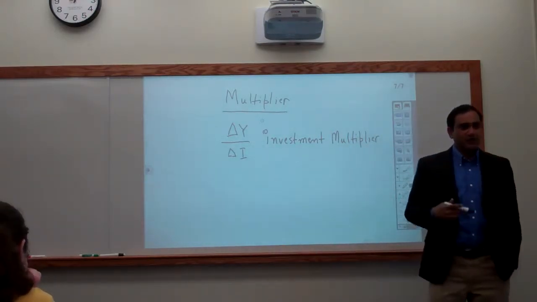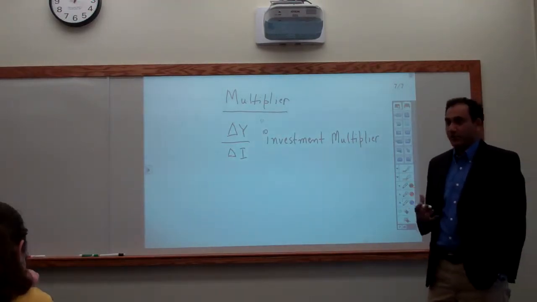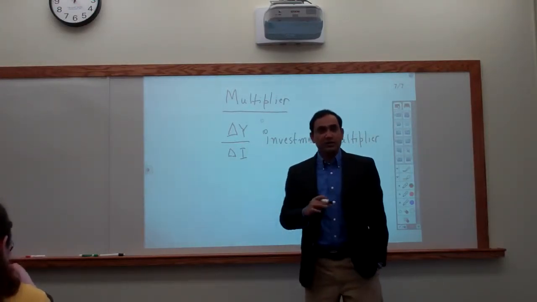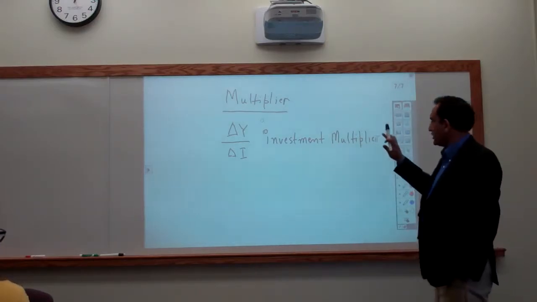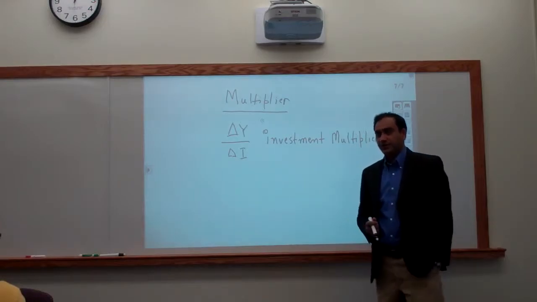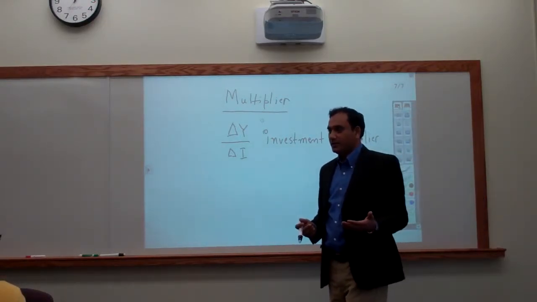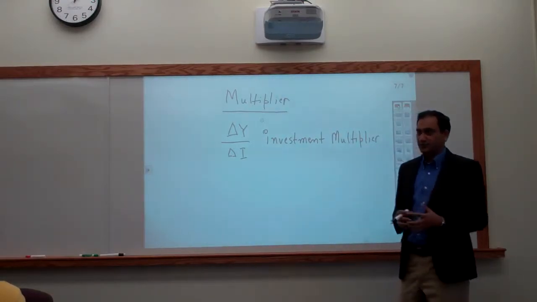And later on, you will see a lot of other multipliers. For example, government spending multiplier, tax multiplier, balanced budget multiplier, open economy multiplier, money multiplier. A lot of multipliers you will learn about in this course. But for the time being, we're just concerned with this investment multiplier. And it tells you if firms invest $1 extra into the economy, by how much would GDP change as a result. That's your interpretation of multiplier.